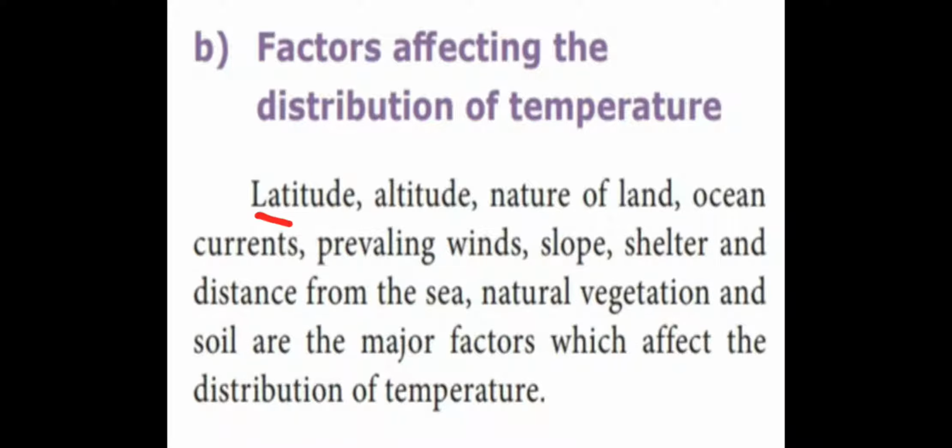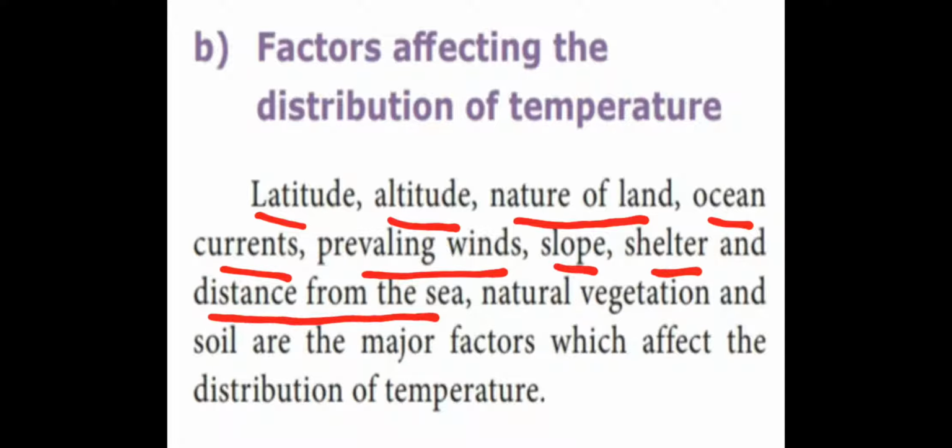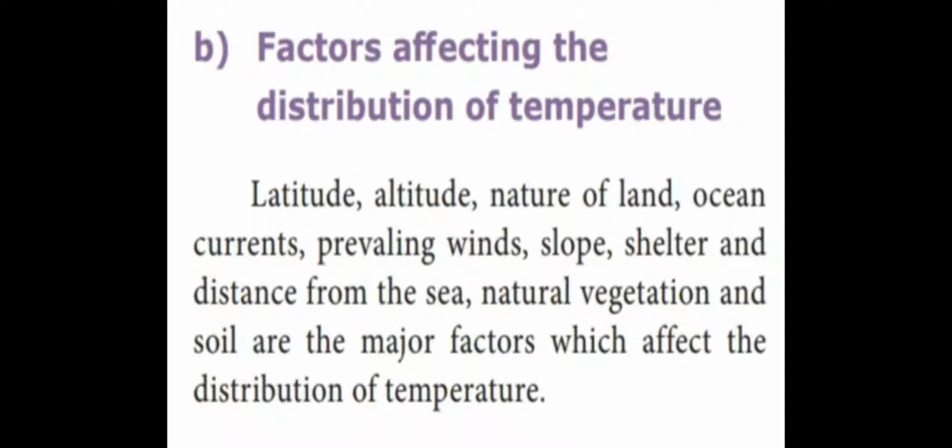Latitude, altitude, nature of land, ocean currents, prevailing winds, slope, shelter and distance from the sea, natural vegetation and soil are the major factors which affect the distribution of temperature. Yes, what are they? Latitude, altitude, nature of land, ocean currents, prevailing winds, slope, shelter and distance from the sea, natural vegetation and soil are the major factors which affect the distribution of temperature.